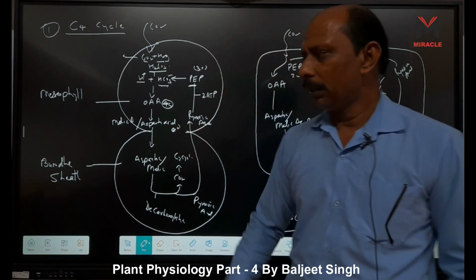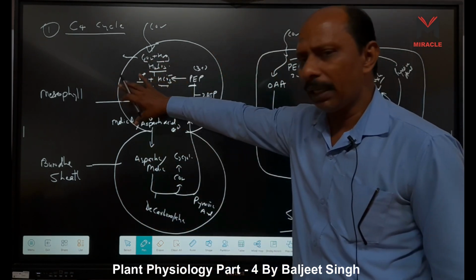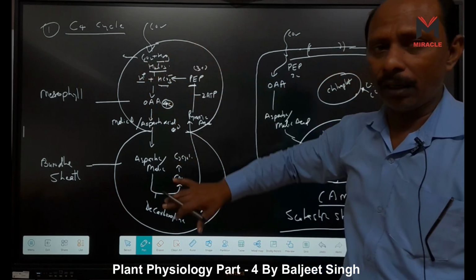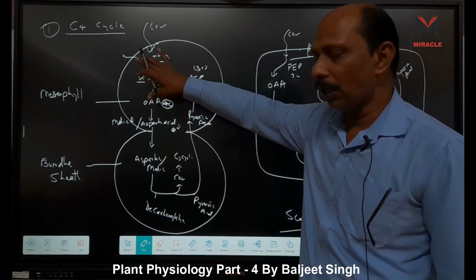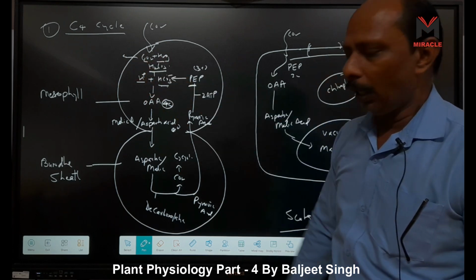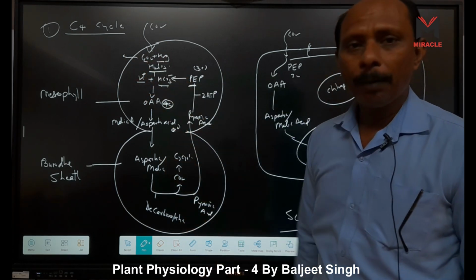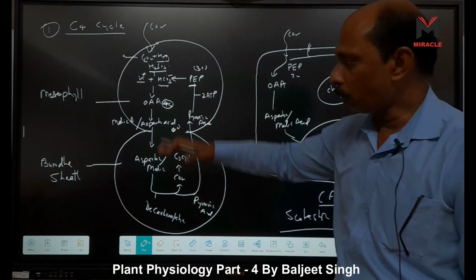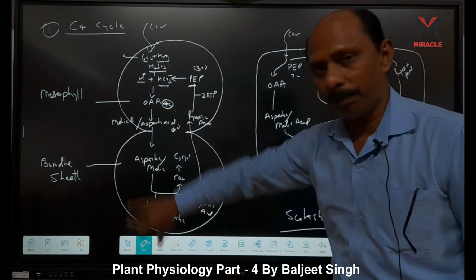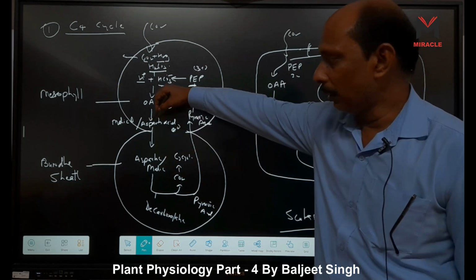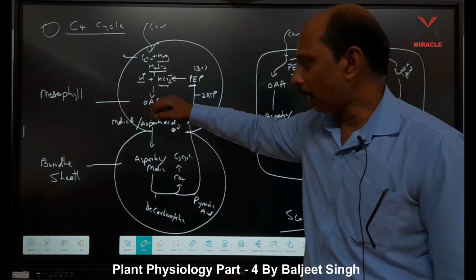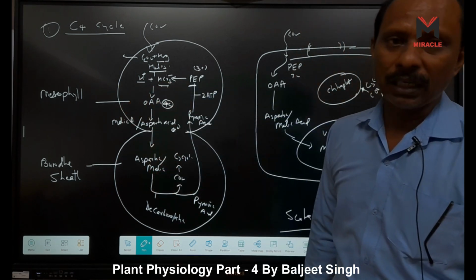When it is converted, look, aspartic acid and malic acid are formed inside the mesophyll cell, not in the bundle sheath cell. These reactions occur inside the mesophyll cell. Now, through plasmodesmata, because the bundle sheath is a totally airtight chamber with a thick wall and is impermeable to gases also, this aspartic or malic acid is transported to the bundle sheath cell through plasmodesmata.